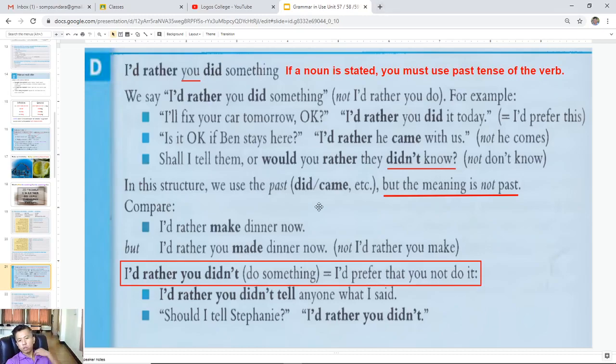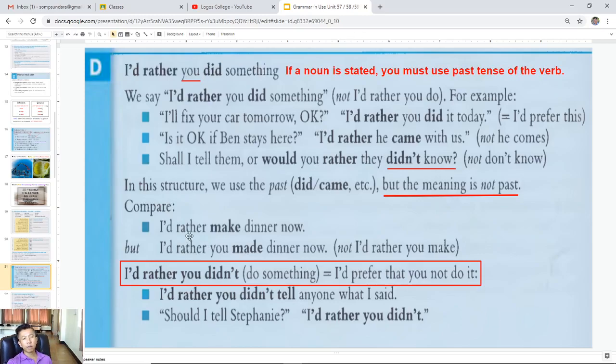So when we use this structure, even though we use the past tense of the verbs, did, came, the meaning is not something that happened in the past. You're still talking about the present, right? So don't get confused. It's not something that's already finished. Okay? You're using the past tense, but when you do it with I'd rather, you're talking about the present.